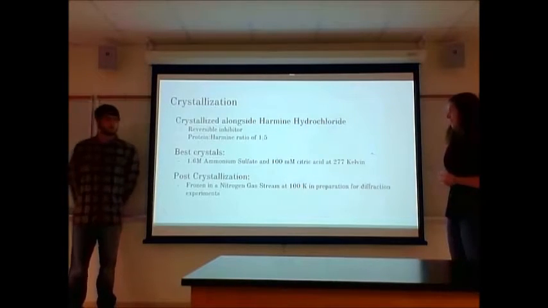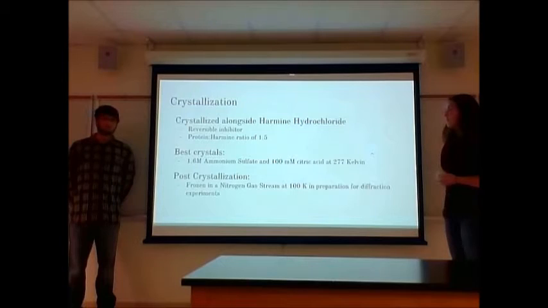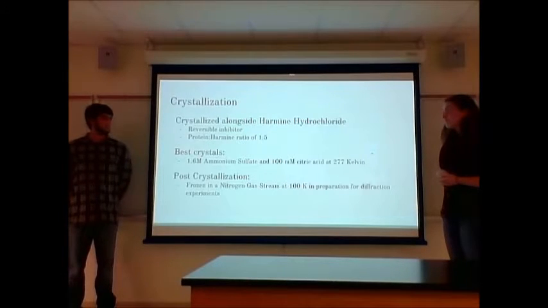So for this experiment, they crystallized the enzyme alongside aramine hydrochloride. This was the aforementioned reversible inhibitor. They did this so that they could find out if there was any difference in binding between the mutants and the wild type variants. They did this by mixing the protein and aramine at a ratio of 1 to 5.